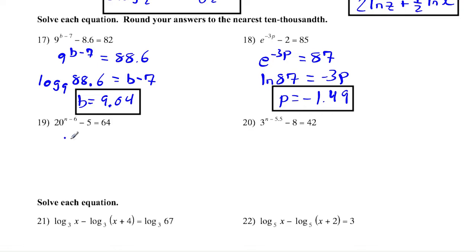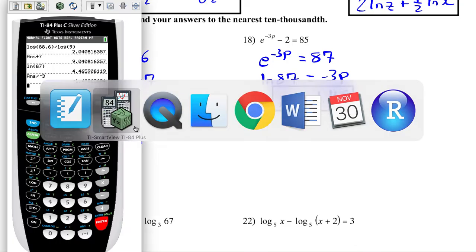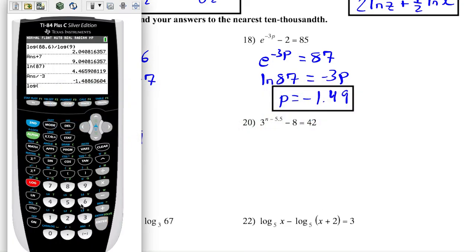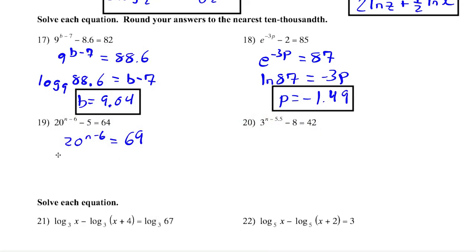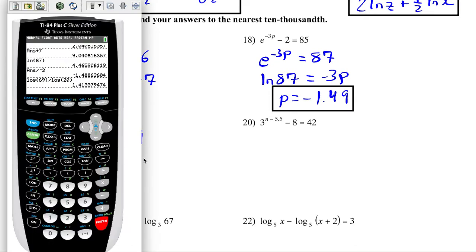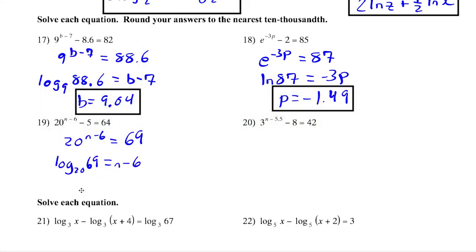Next up, I add 5, so I get 20 to the n minus 6 power is equal to 69. So this is going to be the log of 69 divided by the log of 20, which I actually don't think I wrote down. I think I just jumped right to this. So log base 20 of 69 is equal to n minus 6. And that gives us 1.433. And then we are going to add 6. So 7.41 is going to be n.